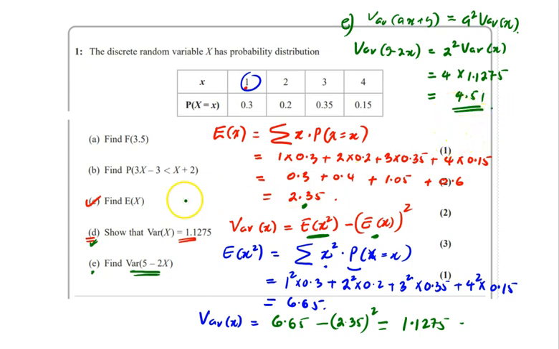When you do that, your answer is going to be 4.51. That is your question 1, the discrete random variable.